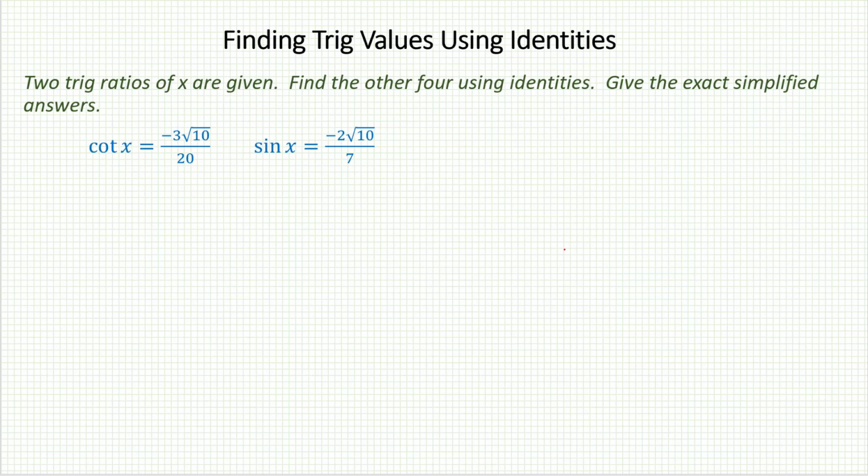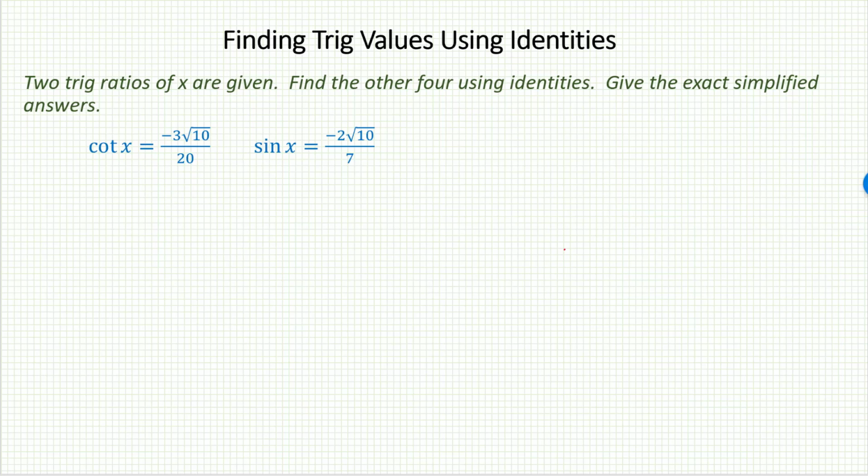Finding trig values using identities. Okay, we have two trig ratios given here for angle x. We want to find the other four, giving exact simplified answers. As long as you have two and they're not reciprocals of each other, this is not very difficult.